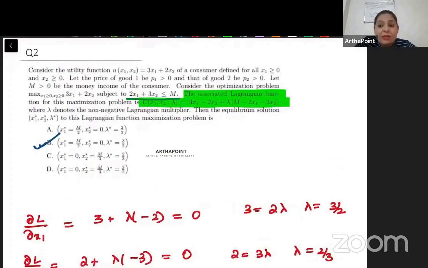So the aim here is to understand that you cannot differentiate Lagrange directly. It will give you a wrong answer. You have to use the concept of the usual substitute goods and then solve for the value of lambda at the end after putting x2 as 0.